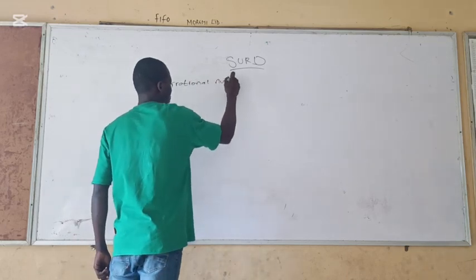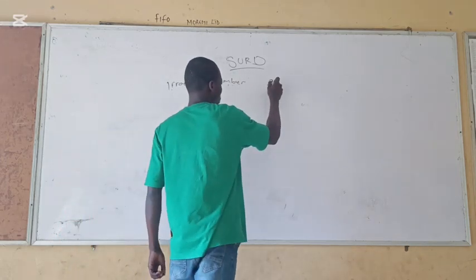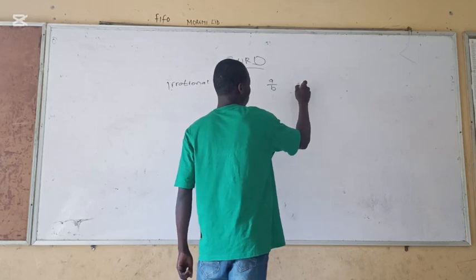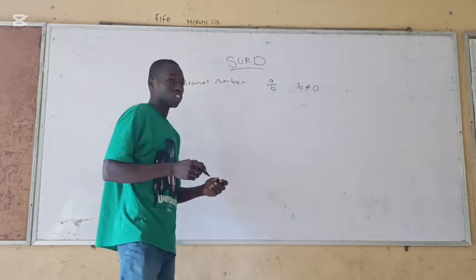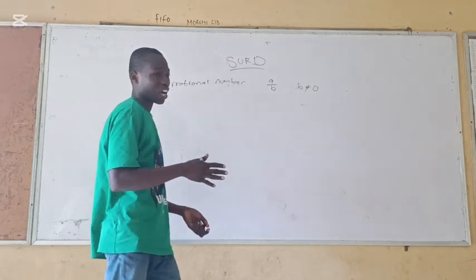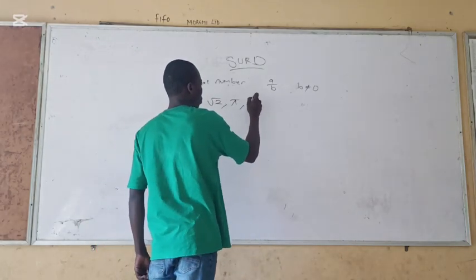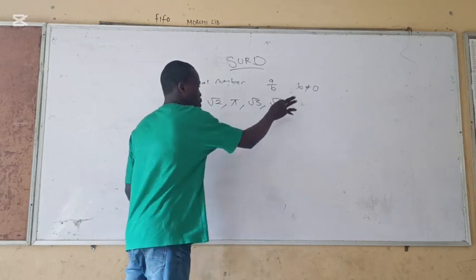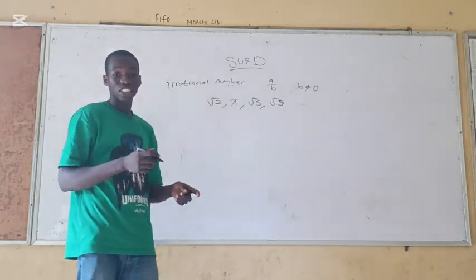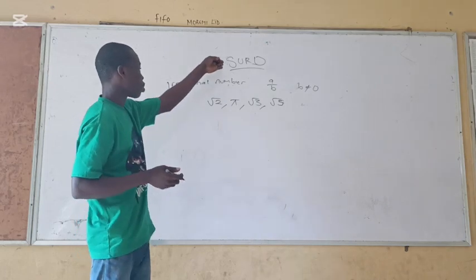Irrational numbers are numbers that cannot be expressed in the form a over b, where b is not equal to 0. Another definition is that irrational numbers do not have a limit value. For instance, root 2, root 3, root 5 and so on. These are the roots of non-perfect squares, which share the same derivation as what we call surd.